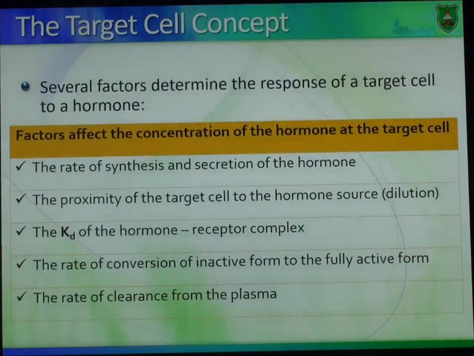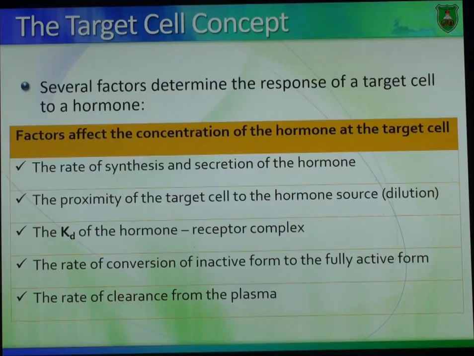So we have factors that affect the concentration of hormones at the target cell. And these factors include the rate of synthesis and secretion of the hormone. So synthesis can be fast or slow. Release can be fast or slow. And the amount of released hormone is actually an important factor. Also, how close the target cell is to the cell that produces the hormone. So this is a dilution factor. If the target cell is far away from the hormone-producing cell, then you would expect that the amount of the effect would be diluted, since not a whole lot of hormone would reach the target cell.